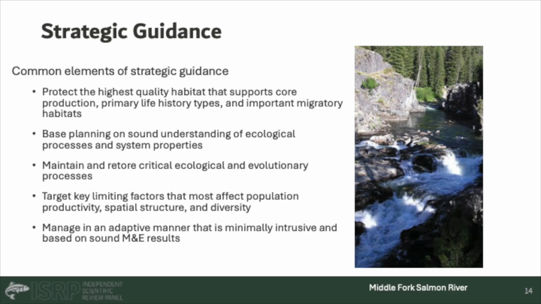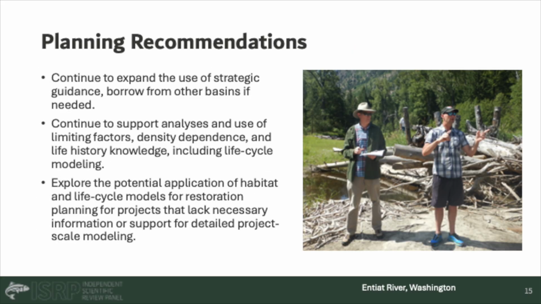Some common elements of the strategic guidance include, pretty much all of these have: protect and restore the highest quality habitat that supports core production, primary life history types, and important migratory habitats. Base planning on a sound understanding of ecological processes and system properties. Maintain and restore critical ecological and evolutionary processes. Target key limiting factors that most affect population productivity, spatial structure, and diversity, the key elements for evaluating viability under ESA. Manage in an adaptive manner that's minimally intrusive and based on sound M&E results.